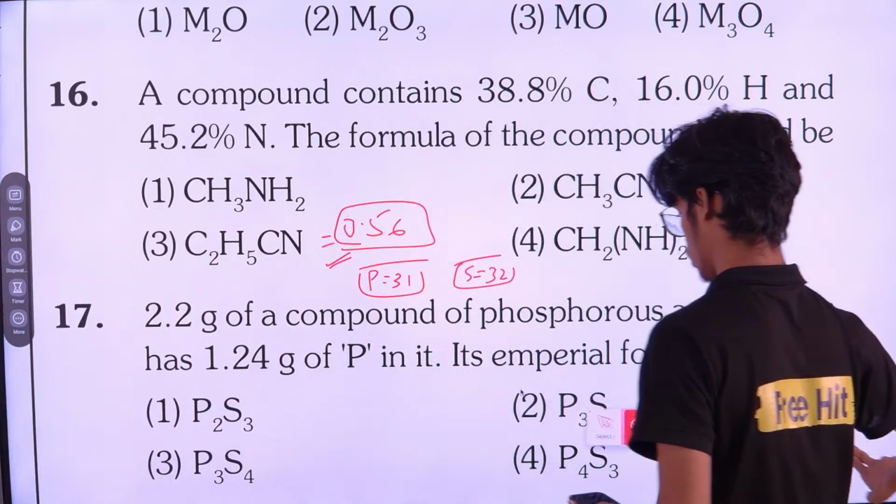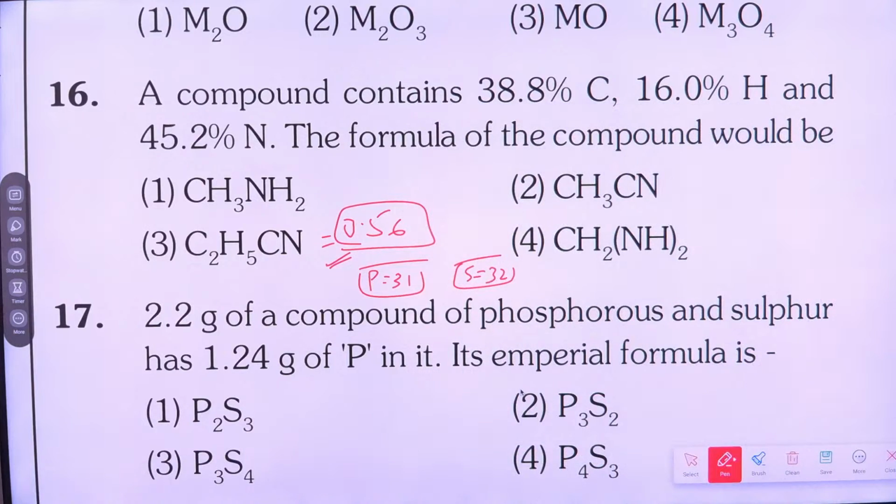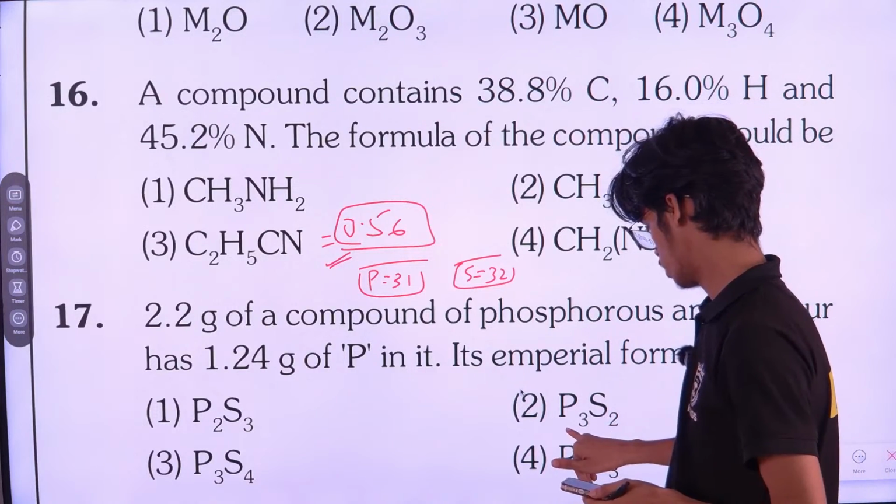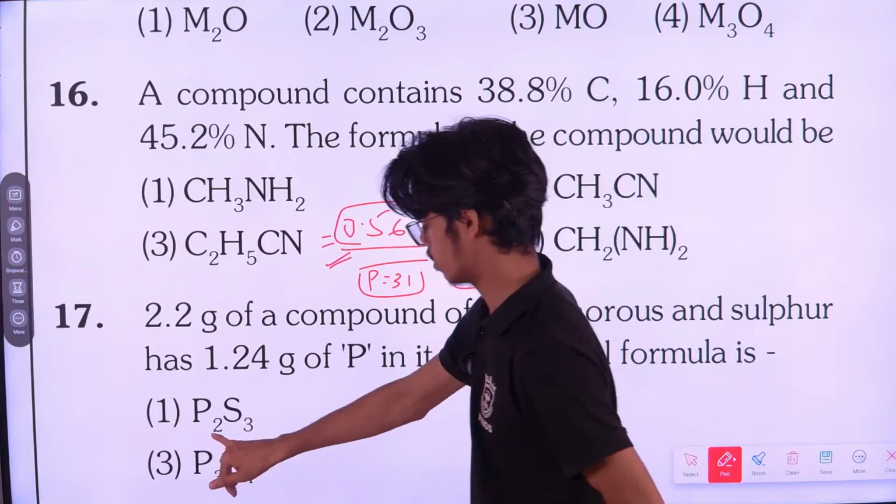Okay. P4S3, P3S2, P2S3. We have to calculate this. This is going to be a little lengthy. But anyway, let's do this. P2S3. Look, this is P3, this is S2. This is P2 and this is S3.